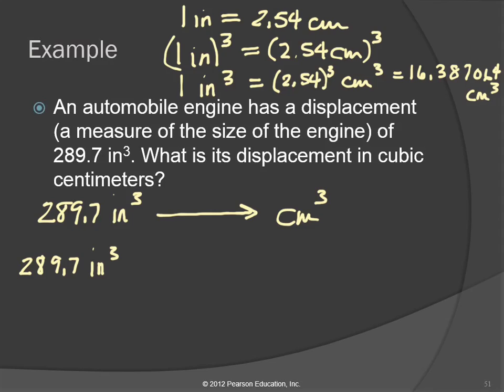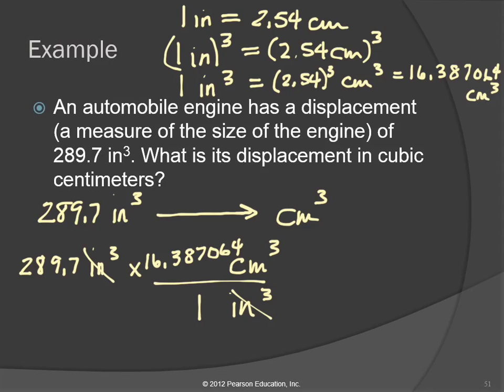289.7 cubic inches. I have one arrow, I've got one fraction. It was cubic inches to cubic centimeters. And then in the denominator, I put cubic inches so that they cancel out. I need the relationship between centimeters cubed and inches cubed. So I figured that out up at the top. 1 cubic inch is 16.387064 cubic centimeters. So I take 289.7 times that messy number, and I get another messy number, and that is cubic centimeters.